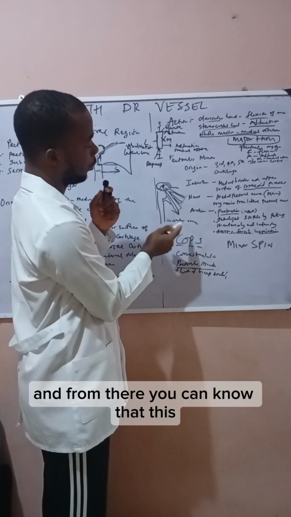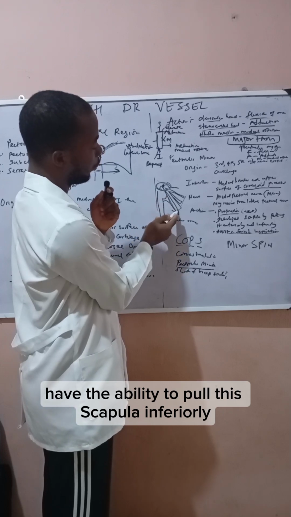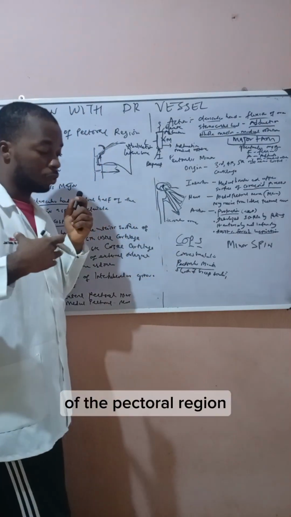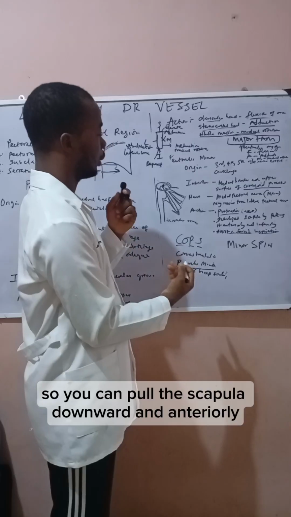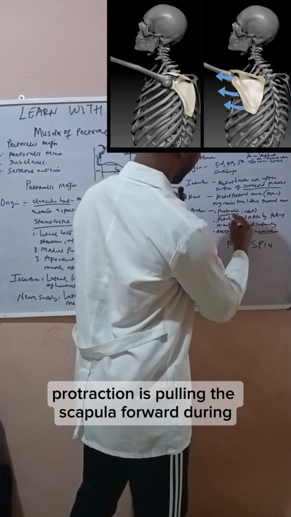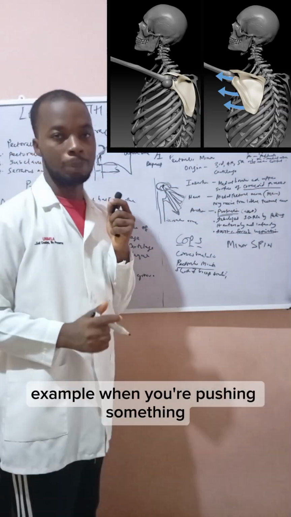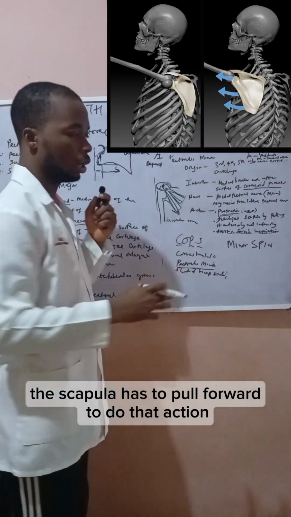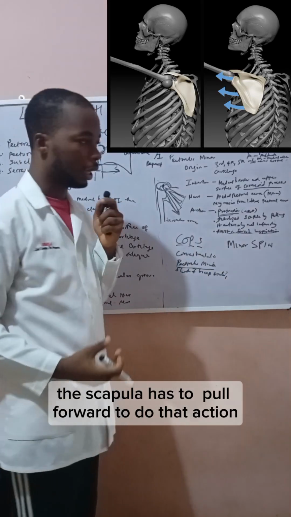From there, you can know that this muscle has the ability to pull the scapula inferiorly, that's downward, and anteriorly, because the muscle is located at the anterior surface of the pectoral region. So it can pull the scapula downward and anteriorly. Therefore, it undergoes this action called protraction. Protraction is pulling the scapula forward. For example, when you are pushing something, the scapula has to pull forward to do the action. When you are punching, the scapula has to pull forward to do the action.